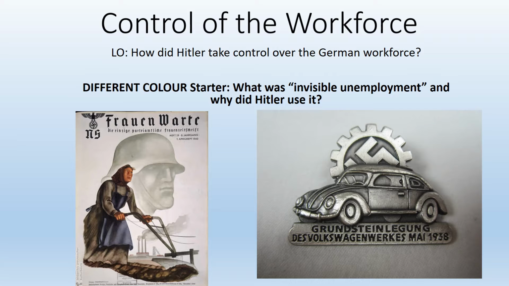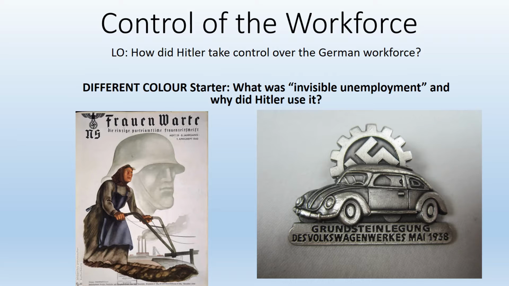Today we're looking at the control over the workforce and the different policies the Nazis would put in place to be able to control their workforce rather than just manage them. Our learning objective today is to look at how Hitler could take control over the German workforce, and we're going to think back to what we know about invisible unemployment from our lesson all about the control over the economy.